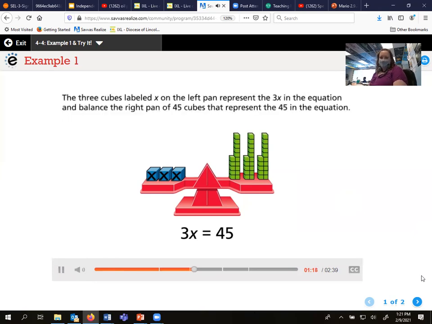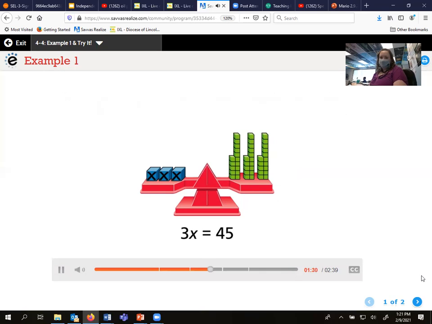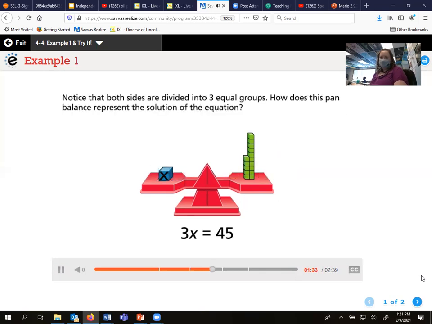The 3 cubes labeled X on the left pan represent the 3X in the equation and balance the right pan of 45 cubes that represent the 45 in the equation. Notice that both sides are divided into 3 equal groups. How does this pan balance represent the solution of the equation? Okay, if 3x is equal to 45, 1x is going to be how many? How many green ones are on there right now? Jeff? 1. The green ones.